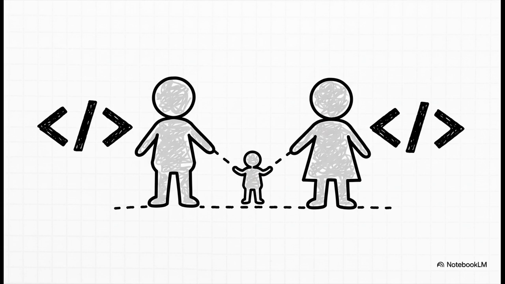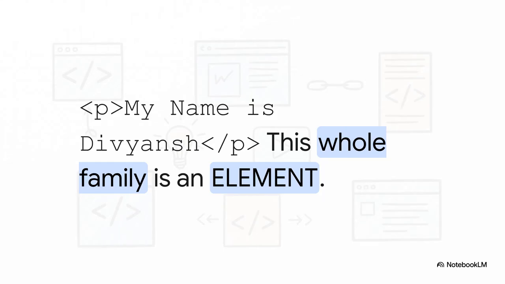And honestly, our source material has this hilarious way of putting it that's just perfect. If the opening tag is the papa and the closing tag is the mommy, then all the stuff nestled in between them, that's their cute baby. It's the whole reason they're together in the first place. And here you can see that little family in action. We've got the Papa P tag, the Mummy P tag, and their content, My Name is Divyansh, right there in the middle. That entire unit, all together, that's one complete element.